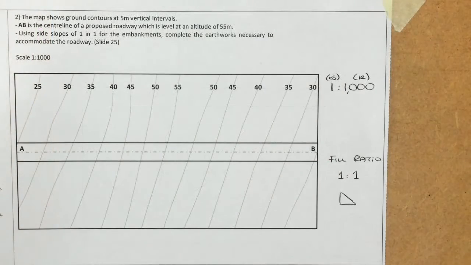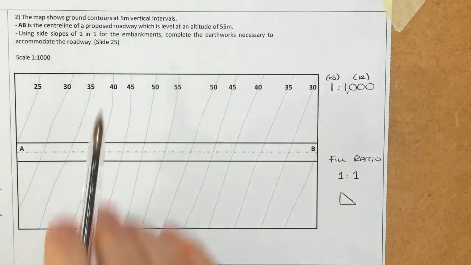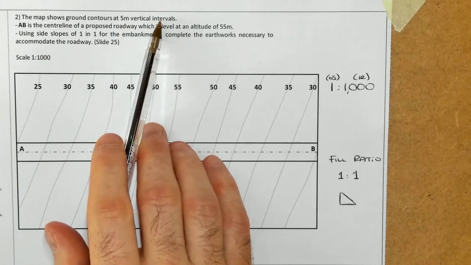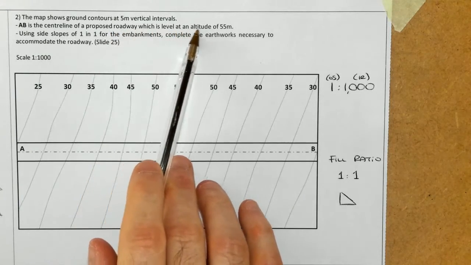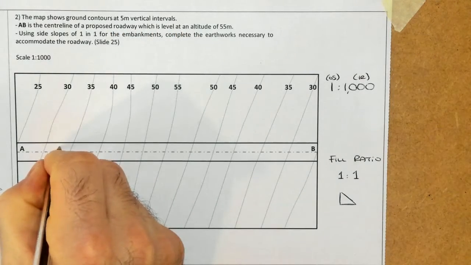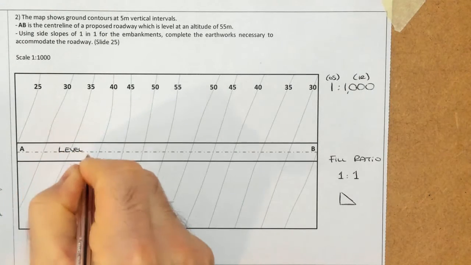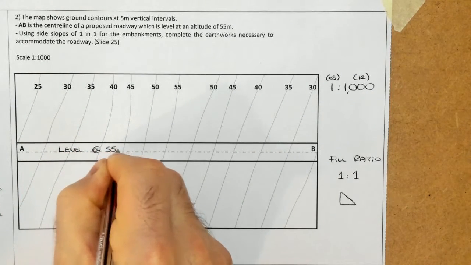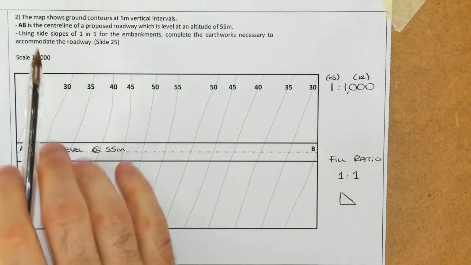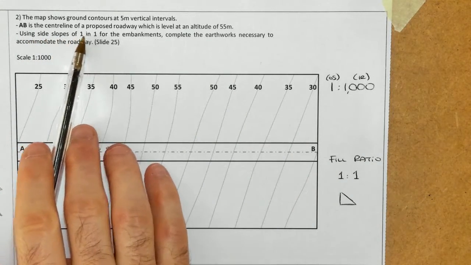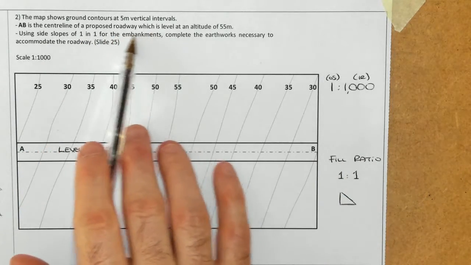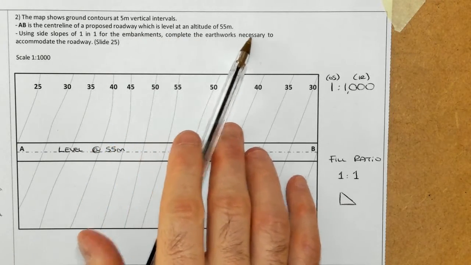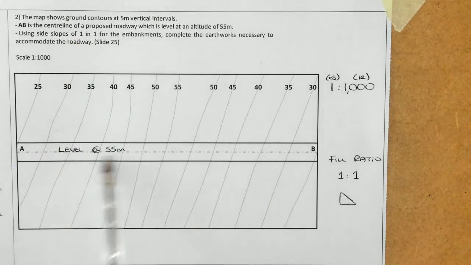So for question 2, guys, it says the map shows ground contours at 5 meter vertical intervals. So last time it was 10, this time it's 5. AB is the central line of a proposed roadway which is level at an altitude of 55. So I'm just going to say roadway is level at 55 meters. It says then using side slopes of 1:1, so 1:1 for our embankments, so that's our fill ratio which I've written in over here, embankments otherwise known as fills, complete the earthworks necessary to accommodate the roadway. So you can see here the roadway is in the middle, so we're actually going to have to do both sides, the north and the south side of our page.